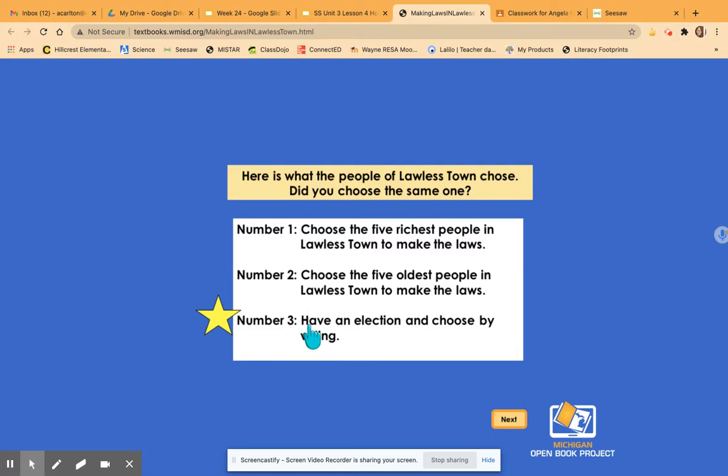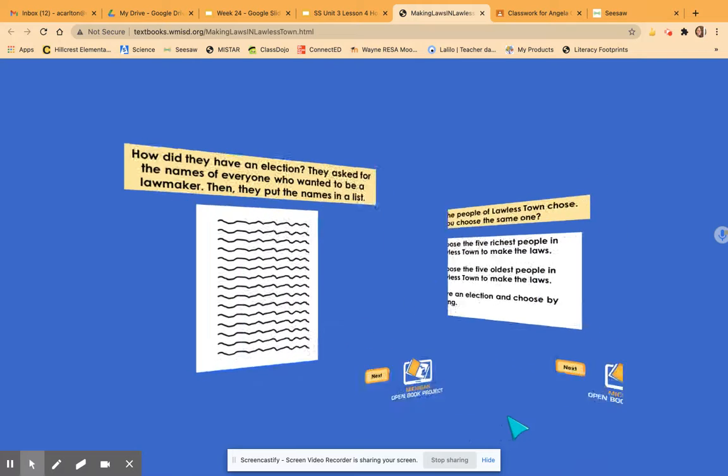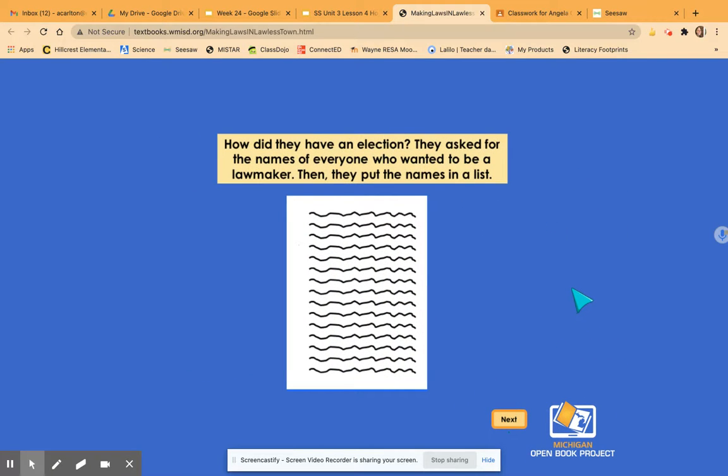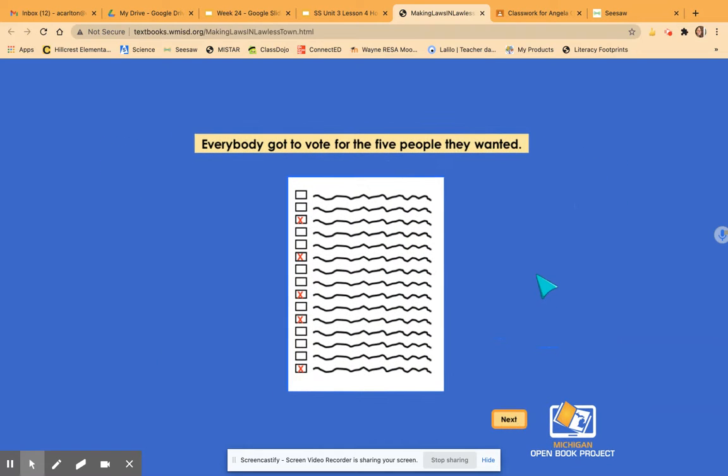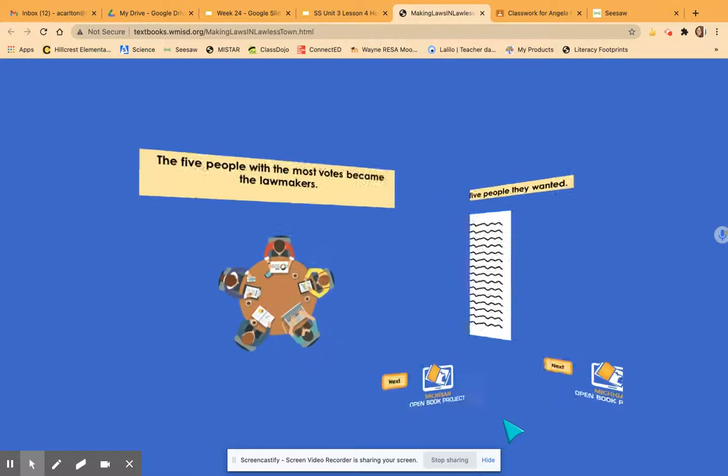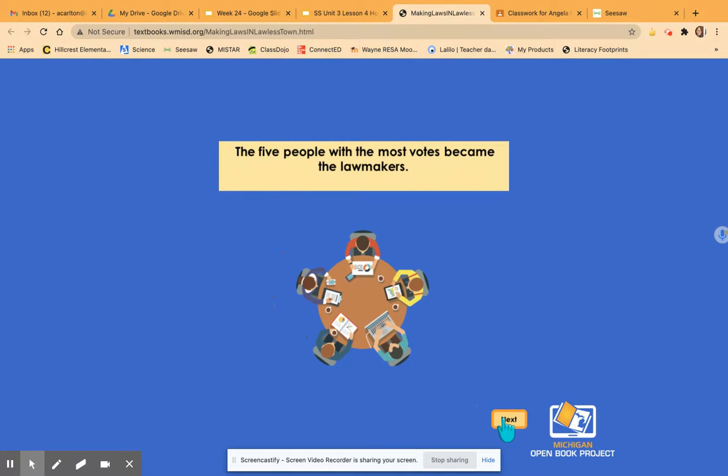Number 3, have an election and choose by voting. How did they have an election? They asked for the names of everyone who wanted to be a lawmaker. Then they put the names on a list. Everybody got to vote for the 5 people they wanted. The 5 people with the most votes became the lawmakers. So who makes the laws? Lawmakers.